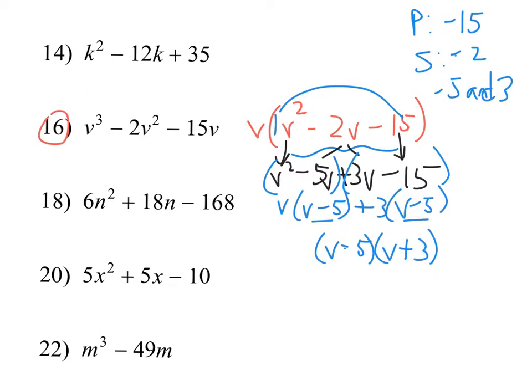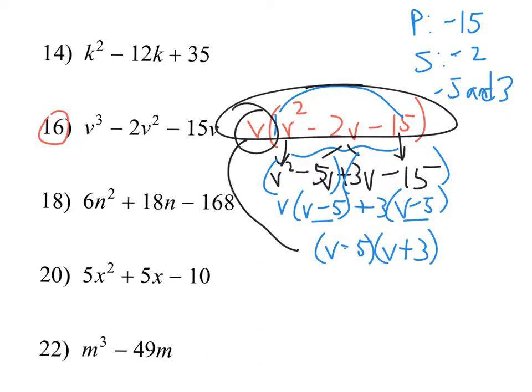Now you got to be very careful on one where you took a common factor out first, which we did up here. This v right here that we factored out originally needs to come down here and be in front of the 2 binomials. You can't just give the 2 binomials as your answer. So it's v, and then the binomial v minus 5 inside parentheses, and the binomial v plus 3 inside parentheses. So when you factor completely, it's not just the 2 binomials at the end.